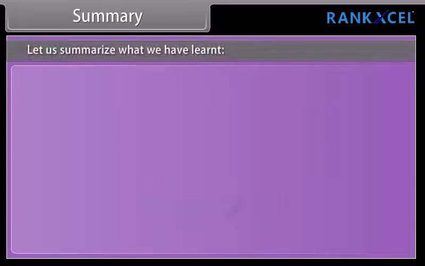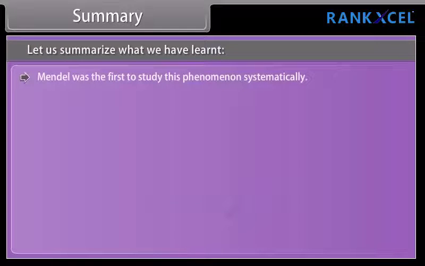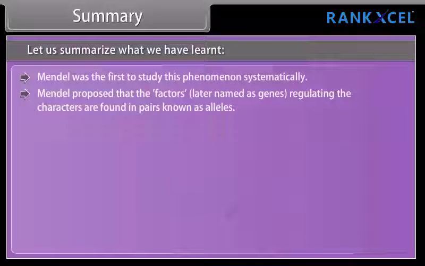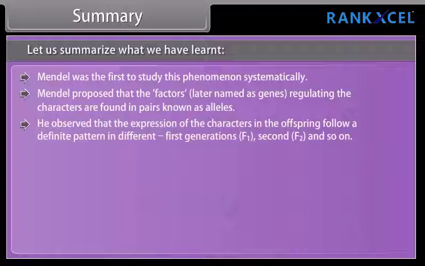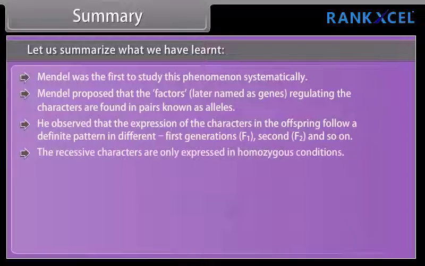Summary. Let us summarize what we have learned. Mendel was the first to study this phenomenon systematically. Mendel proposed that the factors later named as genes regulating the characters are found in pairs known as alleles. He observed that the expression of the characters in the offspring follow a definite pattern in different generations, first F1, second F2, and so on. The recessive characters are only expressed in homozygous conditions.